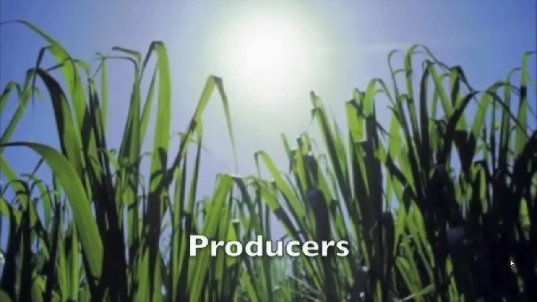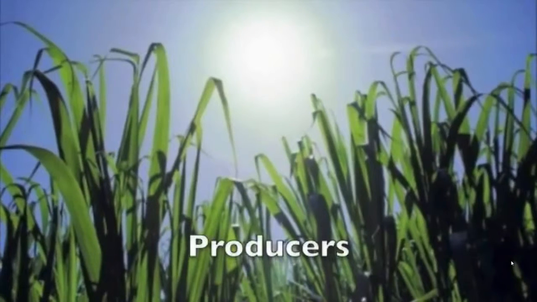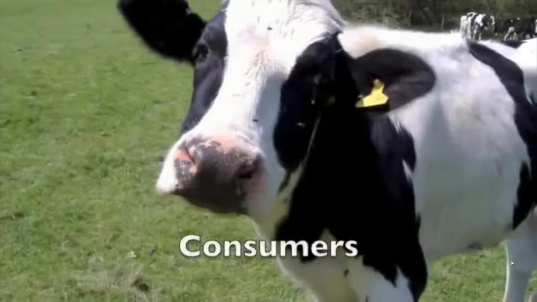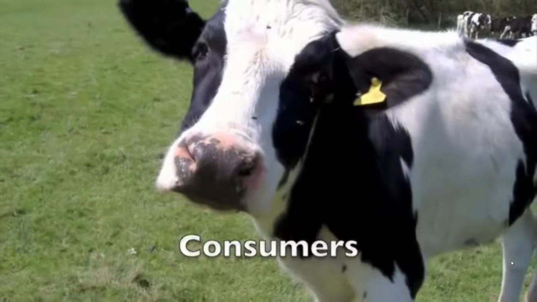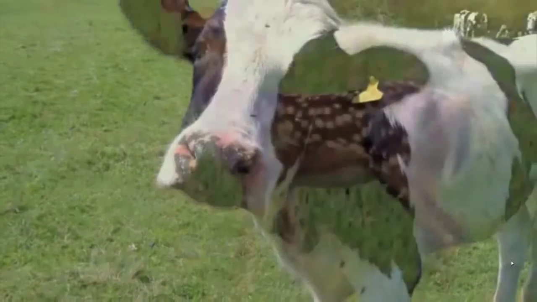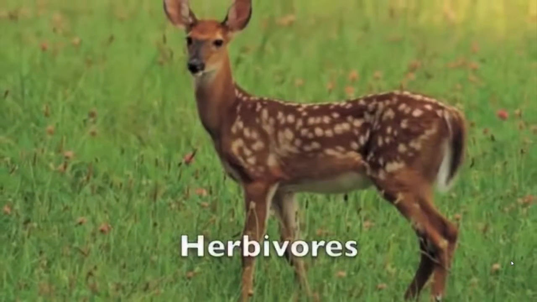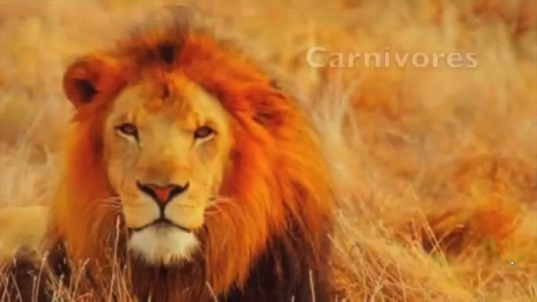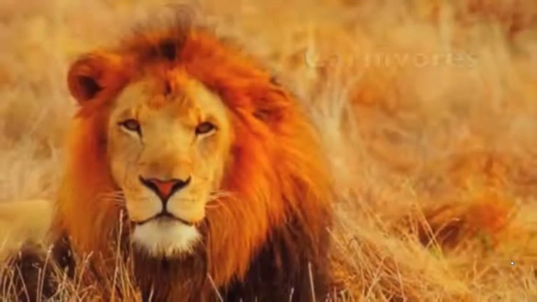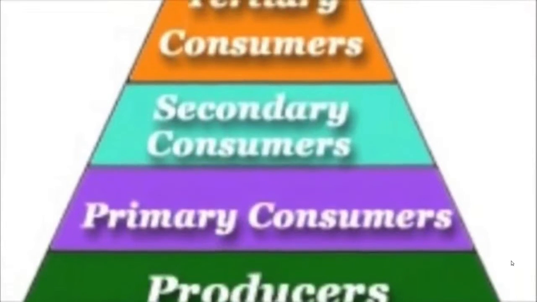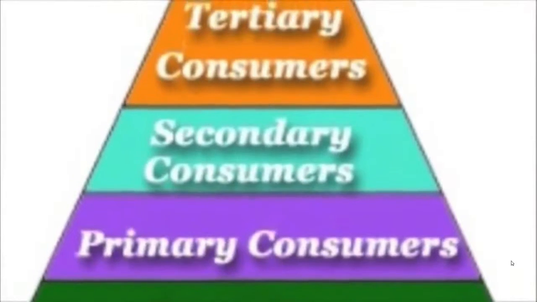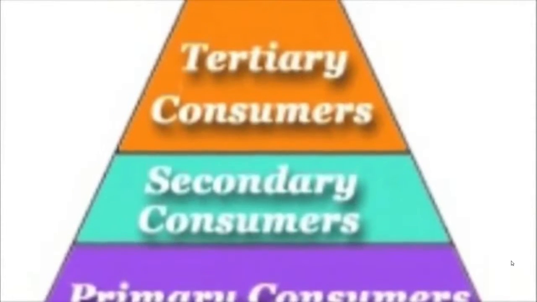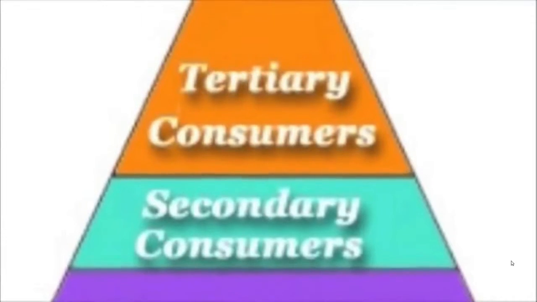Producers are typically plants or algae. They pull nutrients from the soil or the ocean and manufacture their own food using photosynthesis. Consumers are animals which cannot manufacture their own food and need to consume other organisms. There are three types of consumers: herbivores, animals that only eat plants; omnivores, animals that eat plants and other animals; and carnivores, animals that only eat meat. Trophic levels that make up consumers are primary consumers, which are herbivores; secondary consumers, which are carnivores that eat the herbivores; and tertiary consumers, which are carnivores that eat other carnivores.